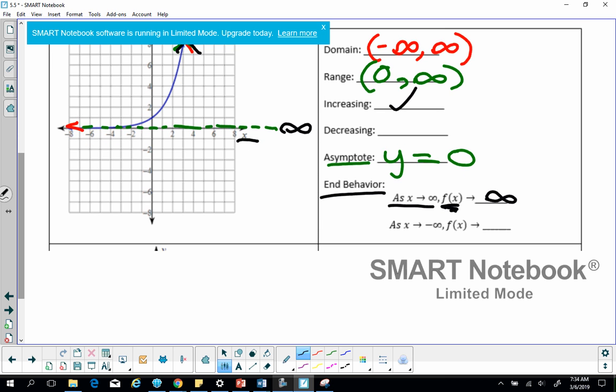This one says as x approaches negative infinity, which means one is going this way. Or you can see negative numbers. Now, this is where your asymptote goes. It's getting closer and closer to what y value? What is your asymptote here? 0. So as x gets smaller, the y is getting closer and closer to 0. That's what the end behavior is. Does anyone have any questions about that yet?